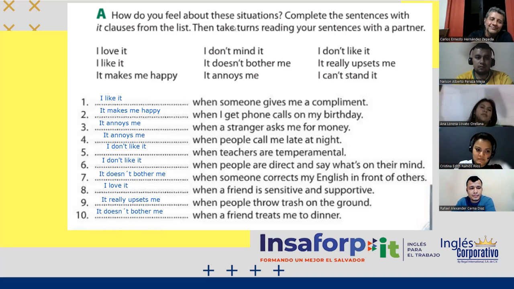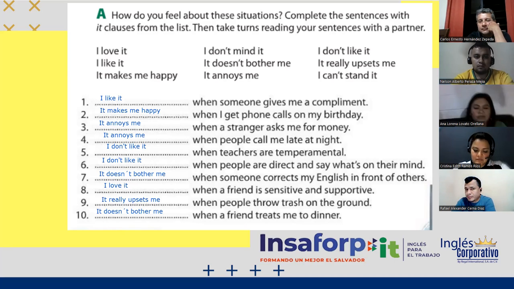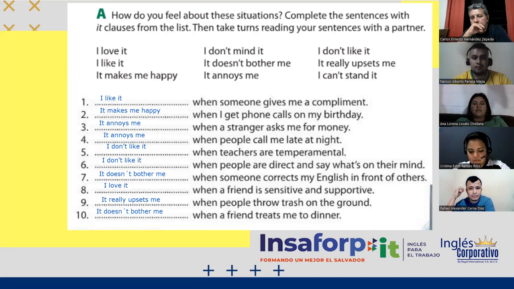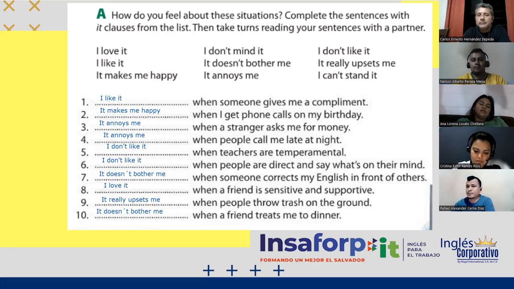Okay, people. So this is something that is marking the time to feel, okay? When these activities happen, okay, then I have a reaction, right? I have something and it's the exact time to feel something, okay? So we are marking the time with the word when. So this is an adverbial clause, okay? This is an adverbial clause.